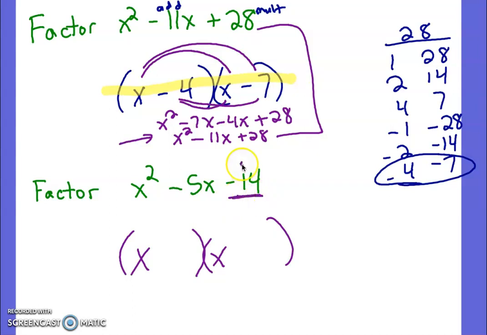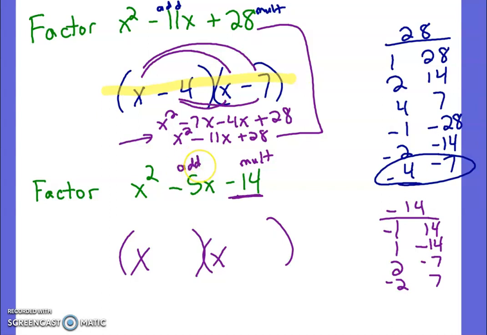All right, so you're going to think of all the factors that multiply together, giving negative 14. And again, that's negative 1 times 14. It's also positive 1 times negative 14. And you got 2 times negative 7 and negative 2 times 7. Those are the only possibilities that multiply together, giving negative 14. And then you find out which one of those adds together, giving negative 5.